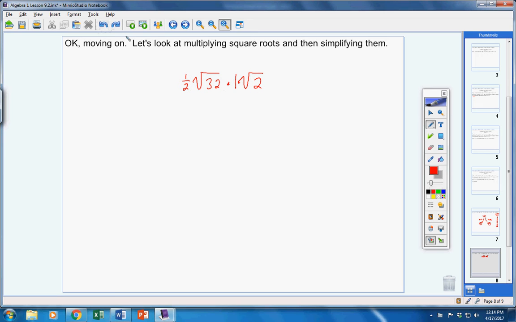So here we go. 1/2 outside number times 1. Outside number 1/2 times 1 is 1/2.